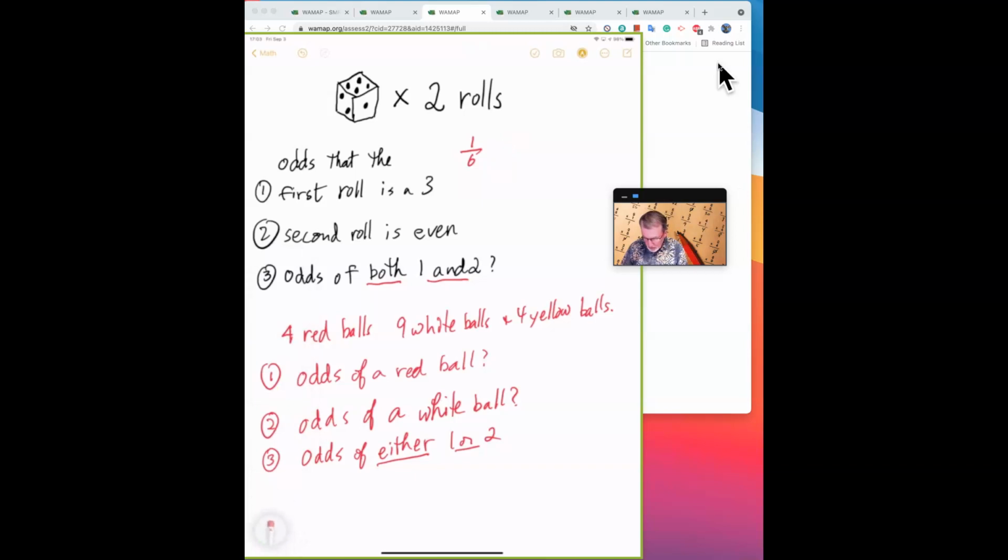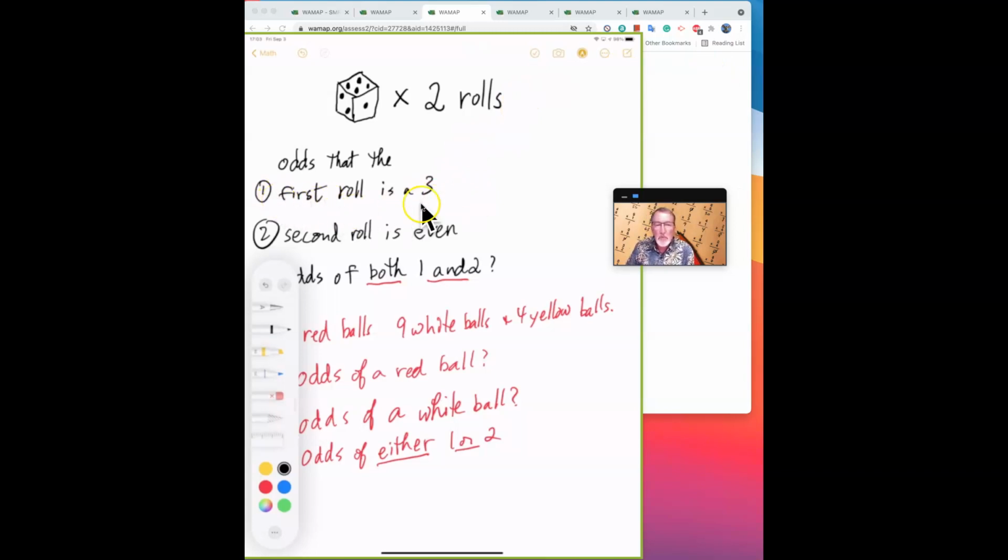Let me get rid of some of these confusing numbers. All right, so the odds that we, let's get rid of that too. I'll just rewrite it. Okay, the odds that the first roll is a 3.